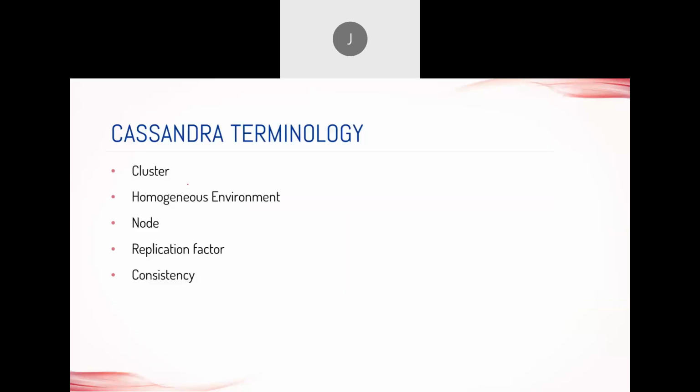Okay, this I'll skip. So this is about the terminologies of a cluster. We know a cluster is a collection of nodes connected in a ring, a peer-to-peer network. Homogeneous environment, as I told, means a data center tries to store a similar type of data. For example, if it is video data for analysis, they will keep it in a single data center.